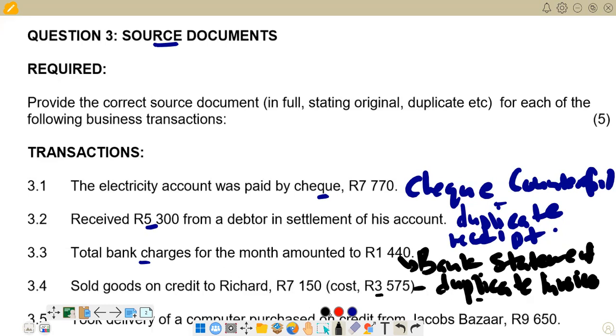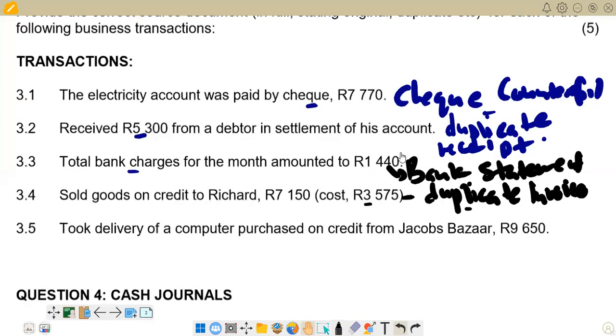Then we go to the next one, which is our 3.5. We are now on 3.5, and 3.5 reads: took delivery of a computer purchased on credit from Jacob's Bazaar, which is 9,650 rands.